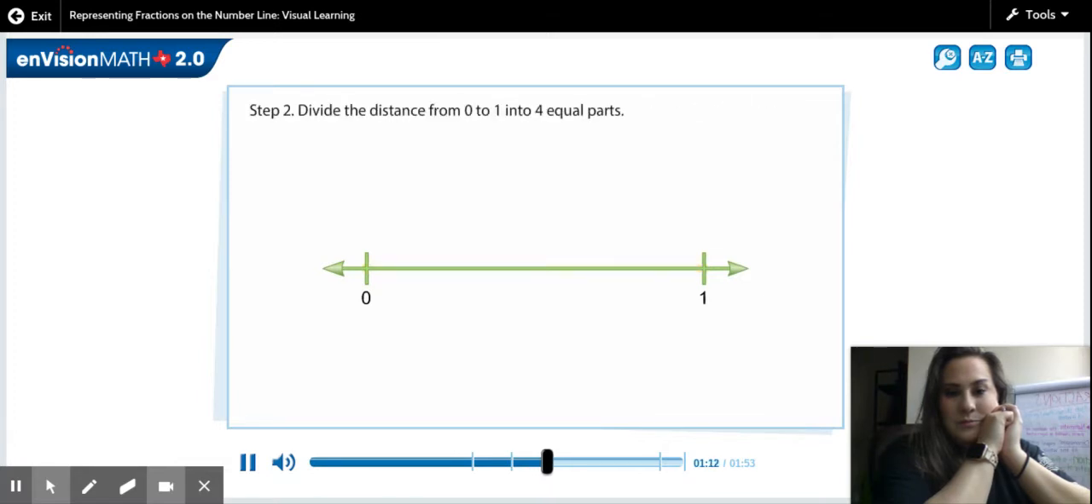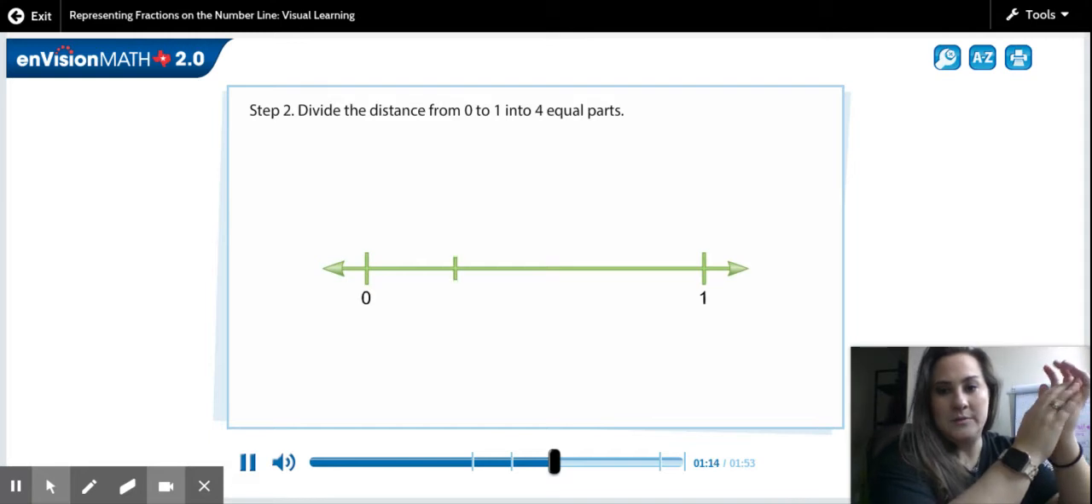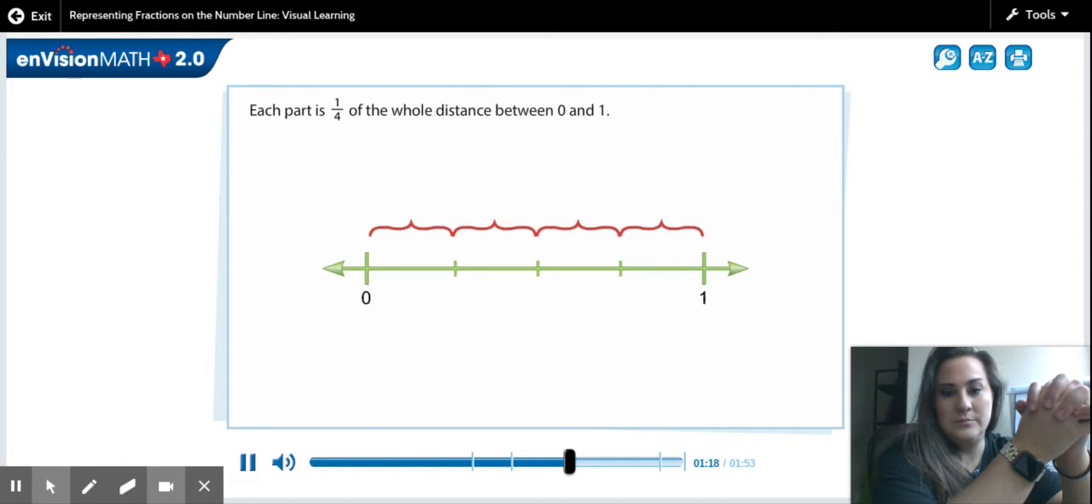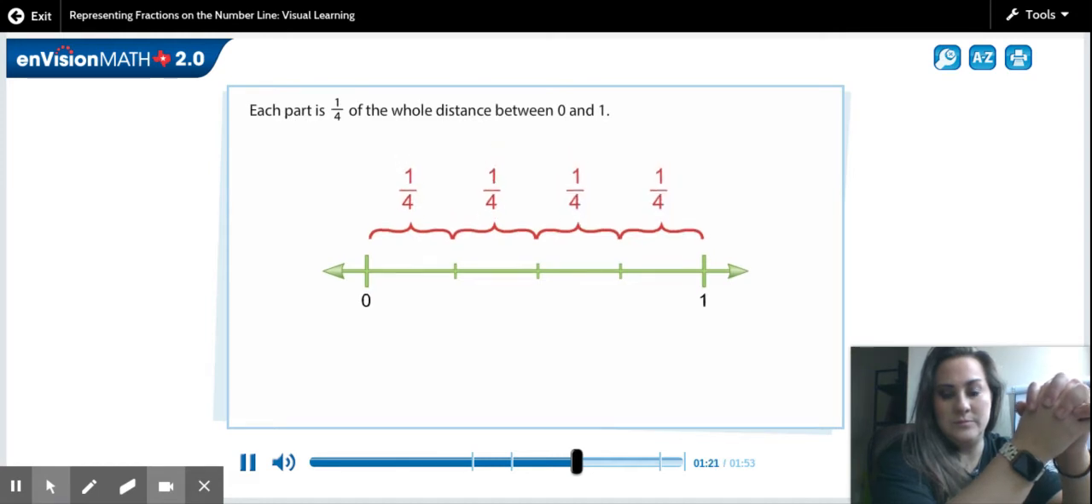Step 2. Divide the distance from 0 to 1 into 4 equal parts. Each part is 1/4 of the whole distance between 0 and 1.